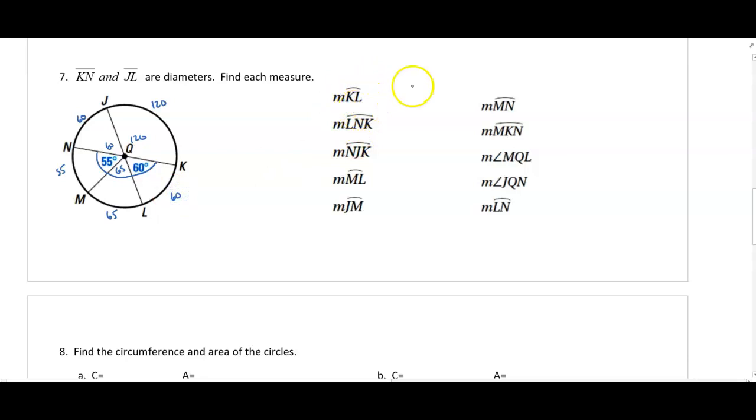Okay, so arc KL, right away, the central angle is 60, so the arc is 60. LNK, remember, that's going to be 180 degrees or more. L to N all the way to K. So when we look at this one, they are looking for LNK. There's two ways we can go about this one. One, we can add up all these arcs. Okay, we could basically do 65 plus 55 plus 60 plus 120, which is going to give me, what is that?